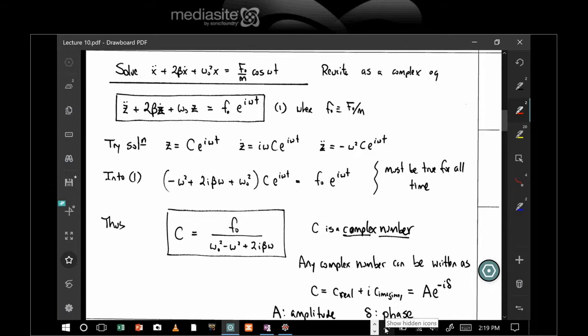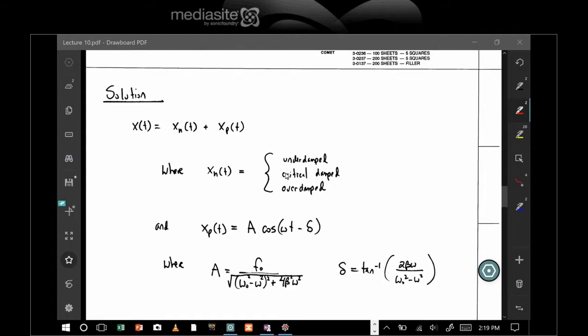Okay, so I'm going to get expressions for A and delta. We're going to do this in class. But let me show you the solutions, and we're going to talk about the solutions. So by doing a little bit more math and basically algebra, I can get these solutions.